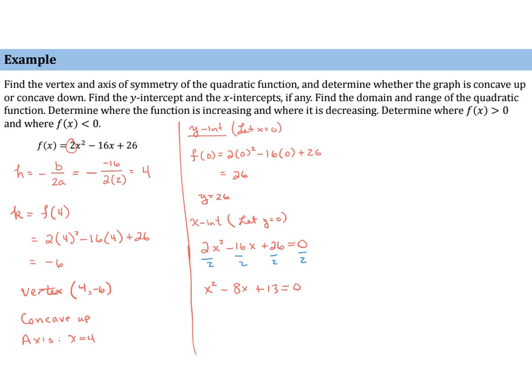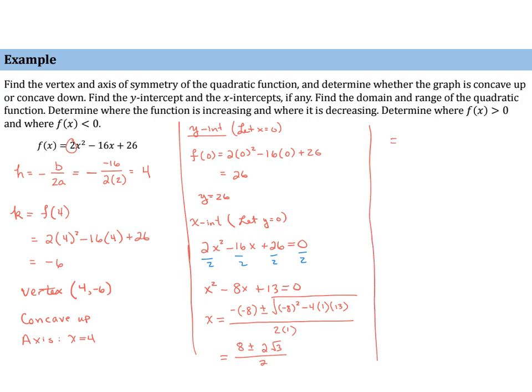Now, this does not factor. So we'll use the quadratic formula. Negative b plus or minus the square root of b squared minus 4 times a times c, all over 2 times a. So now this gives us 8 plus or minus the square root of 64 minus 52, which is the square root of 12. So the square root of 12 is 2 square roots of 3. Now simplifying, we can factor a 2 from the numerator. So we have 4 plus or minus the square root of 3, all multiplied by 2, all divided by 2. So we end up with 4 plus or minus the square root of 3 as our x-intercepts.